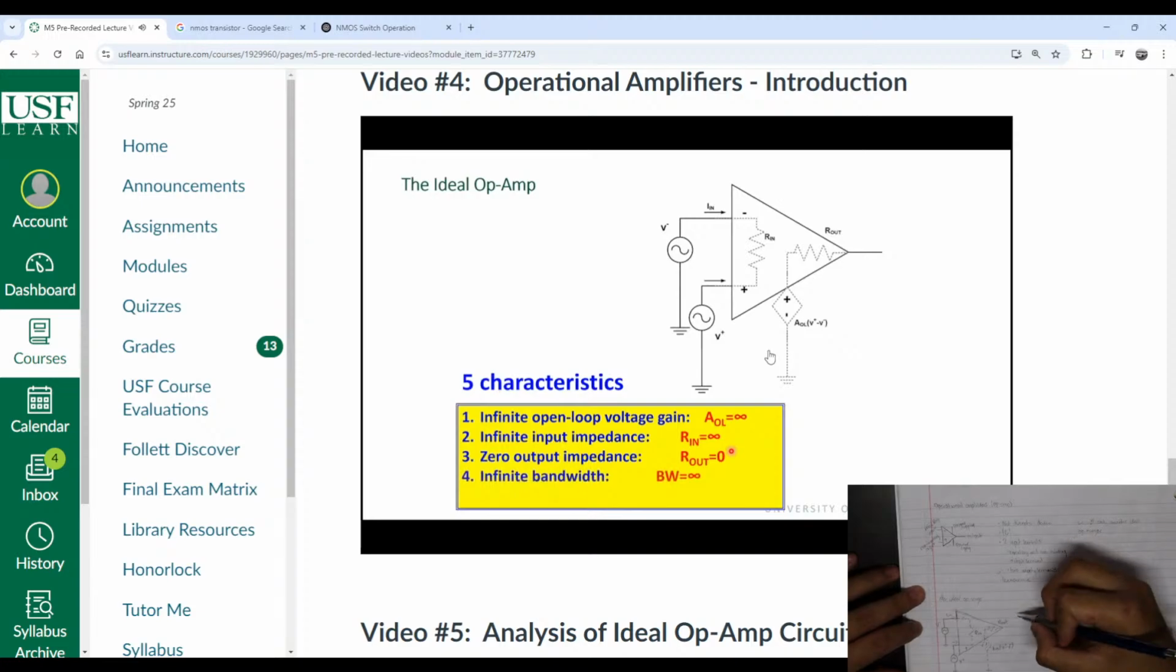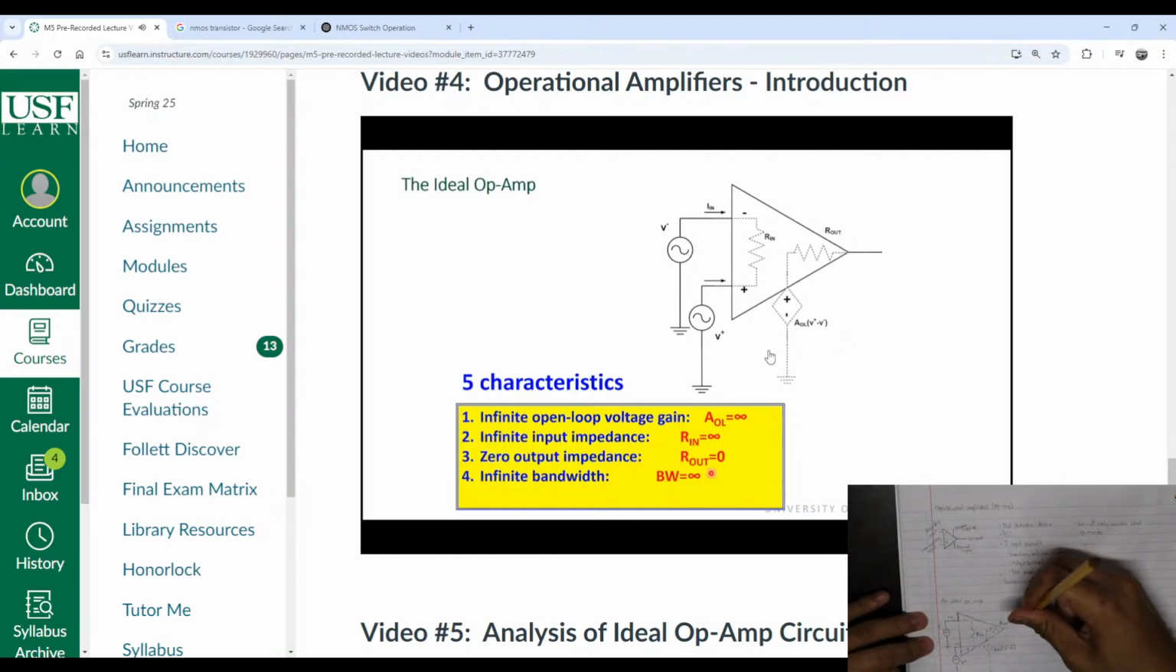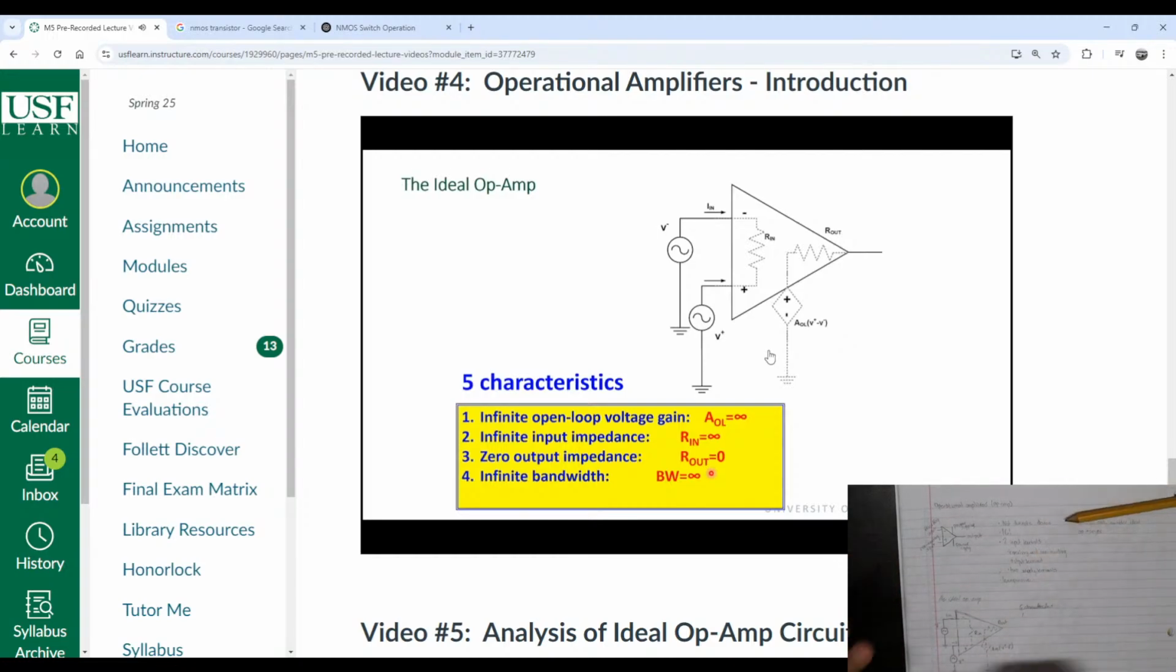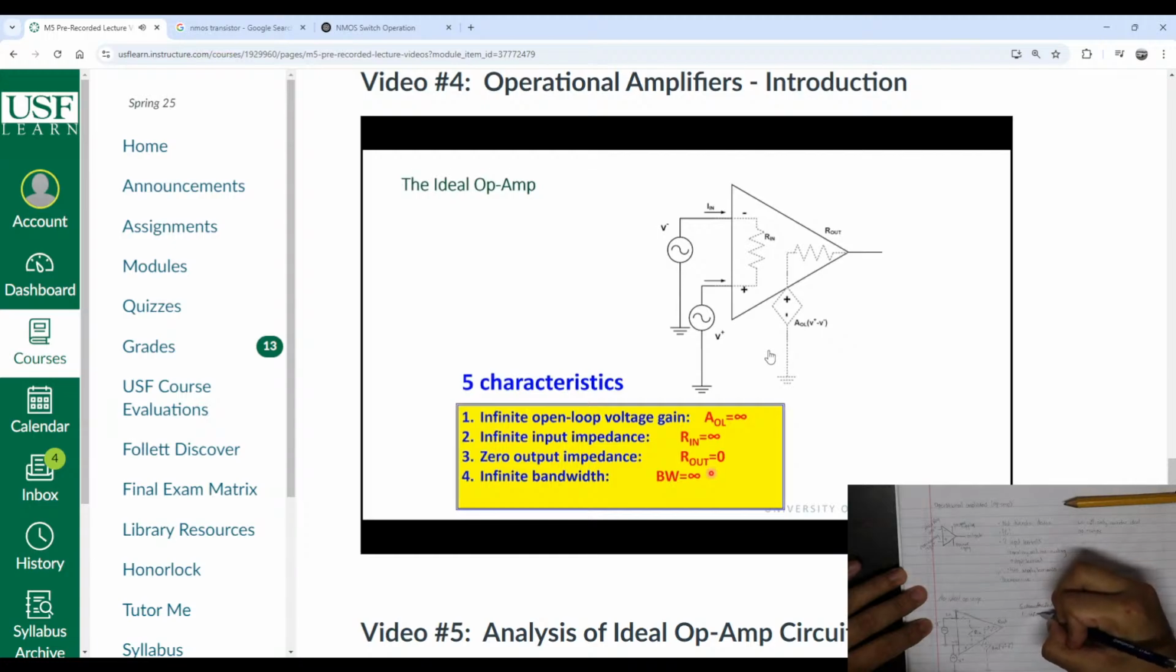We're going to assume that the op-amp has an infinite bandwidth. Bandwidth, just briefly, if you haven't heard the term before, is the useful range of frequencies that the operational amplifier operates within. By saying that it has an infinite bandwidth, we're saying it can work for any frequency. Real op-amps have a finite bandwidth. There is a maximum frequency up to which they can operate. Beyond that frequency, their operation degrades. They cannot operate.